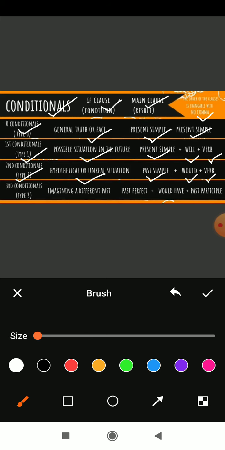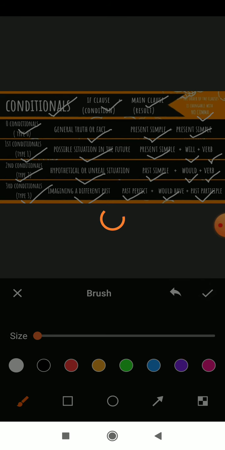And what do you mean by third conditional? It is imagining a different past. It is written in the past perfect, a thing which occurred in the past before any past action, plus would plus have plus past participle. Understood? This is what we have discussed about the three conditional clauses, including the zero type. Understood? So here we conclude the whole topic of conditional clauses.